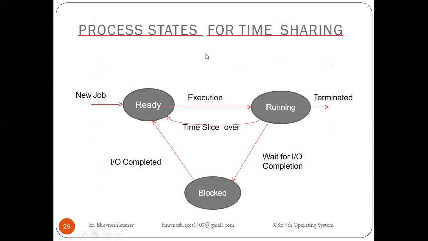Here is a diagram of your process states. The process can be in a ready state, a running state, or a blocked state. If a new job or new process is there, first of all it should be in a ready state.